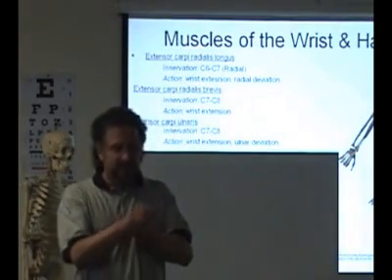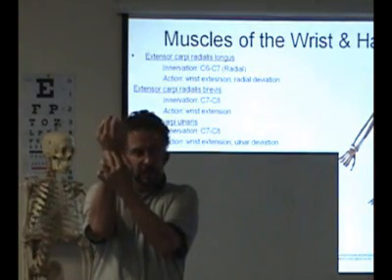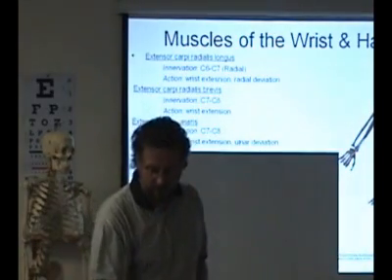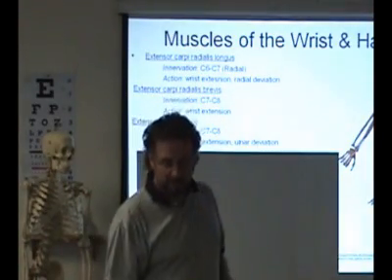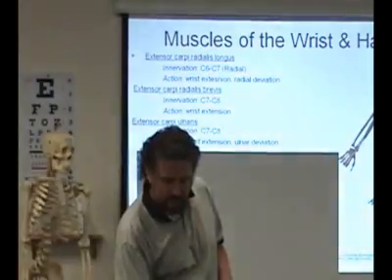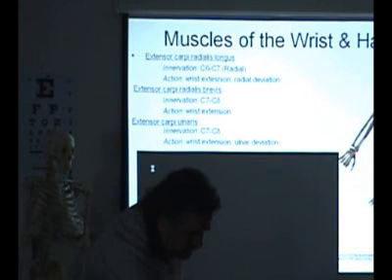So you can have extensor carpi radialis longus and brevis. These are two tendons that are on the radial side. And then you're going to have the extensor carpi ulnaris over on this side here.